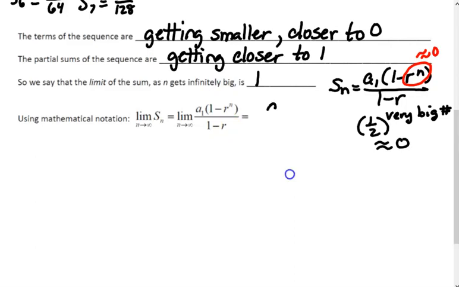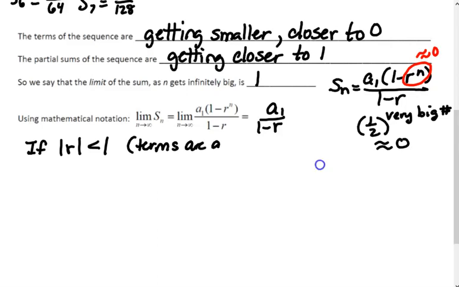And what's going to happen in the numerator is it's just going to equal a sub 1, because we're basically saying 1 minus 0 here over 1 minus r. So here's the official rule that we use when we're dealing with a sequence like that. If the absolute value of r is less than 1, so that means r could be negative or positive, but when I'm multiplying by r, my terms are getting smaller. So that's another way you could look to see terms are getting smaller.